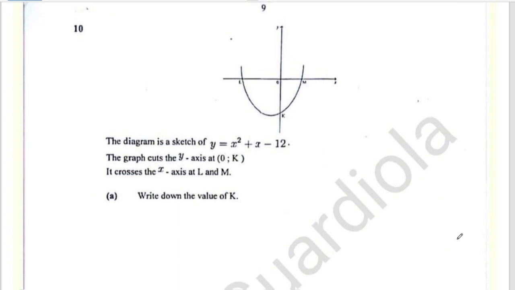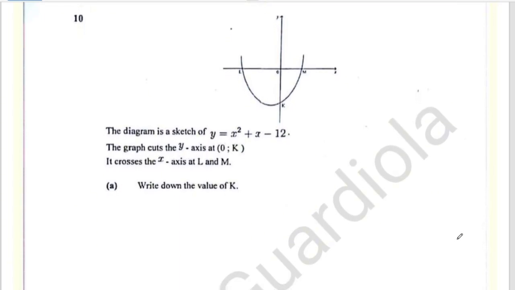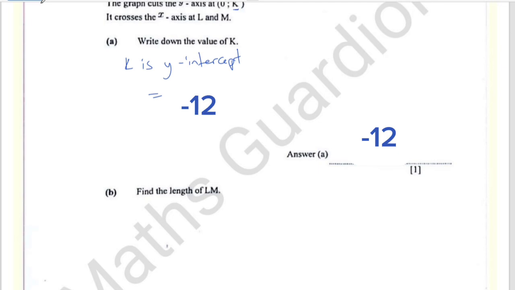The next question reads, the diagram is a sketch of the graph y equals x squared plus x minus 12. The graph cuts the y-axis at 0 and k. It crosses the x-axis at L and M. Write down the value of k. So you can see that from the graph there, the point at which the graph cuts the y-axis is the point at which there is k. So that k there is also called the y-intercept. From the graph, you can tell that the y-intercept is minus 12. Okay, so k is equal to minus 12.